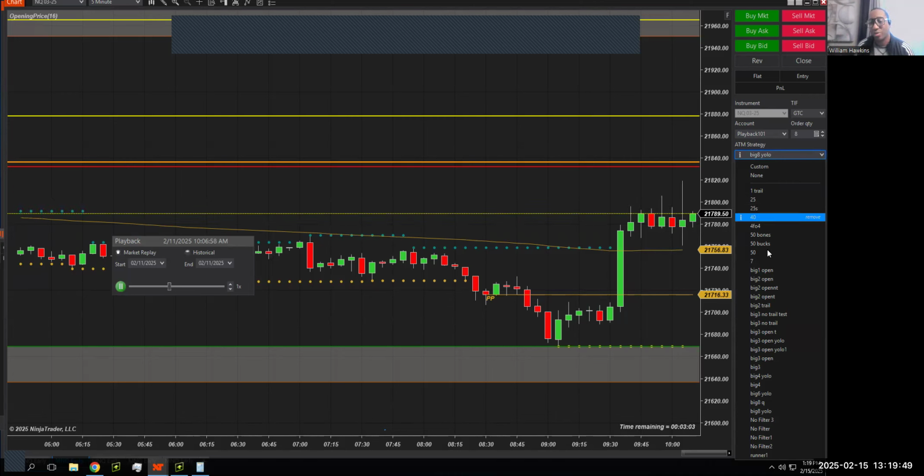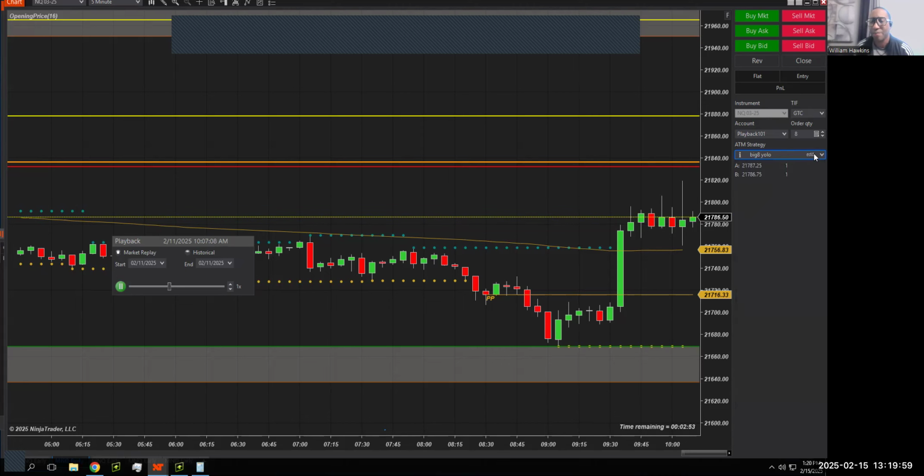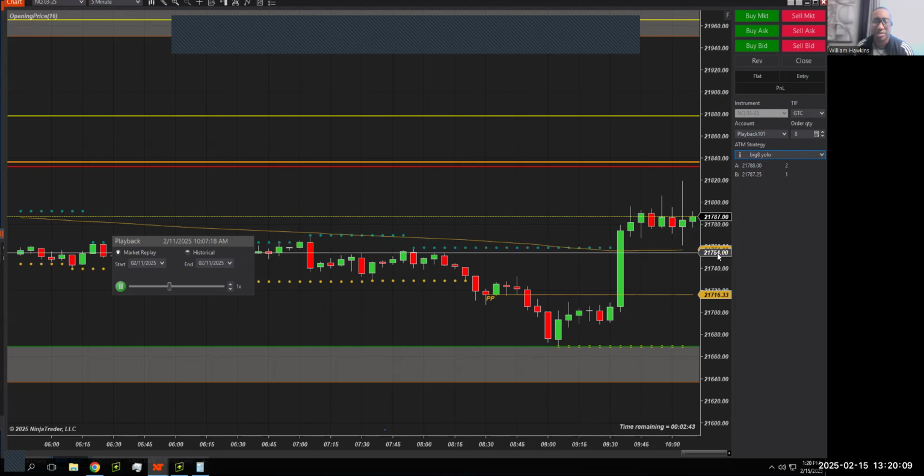So play around with those ATM strategies and test them out. I think I put one or two of them in the Discord, but I'll start putting a couple of these other ones in there as well. And then you either go live in sim, or you do a playback and just test out those ATM strategies and see which ones you like the best.